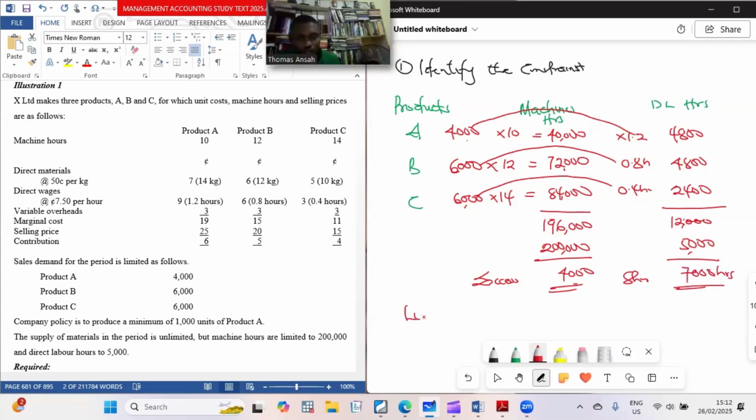So the limiting factor is equal to direct labor hours. So that is our step one. All right. So that is what we have done.